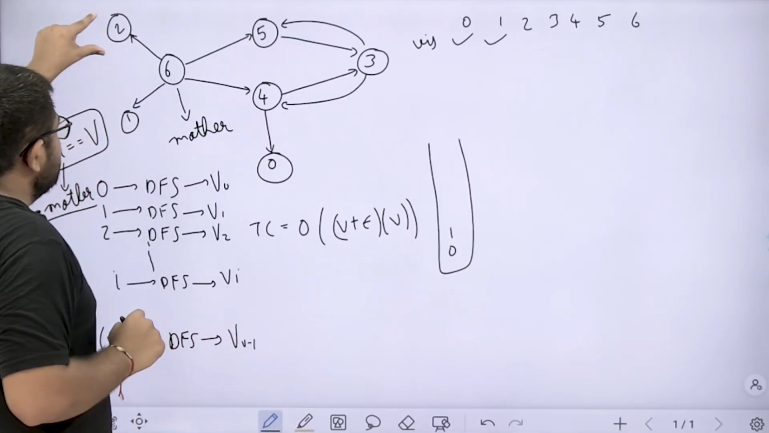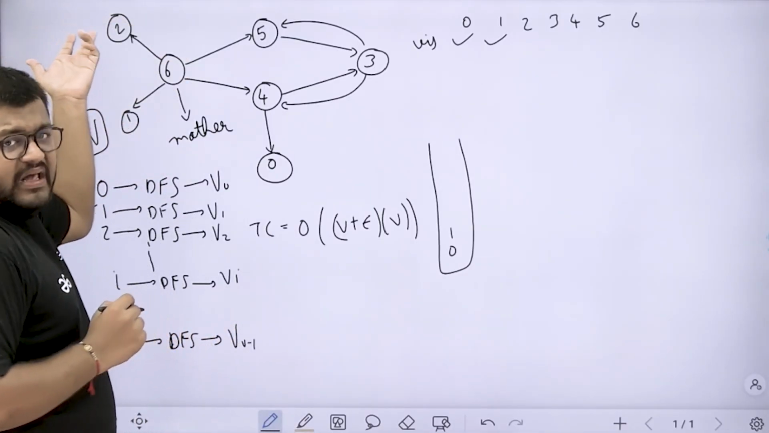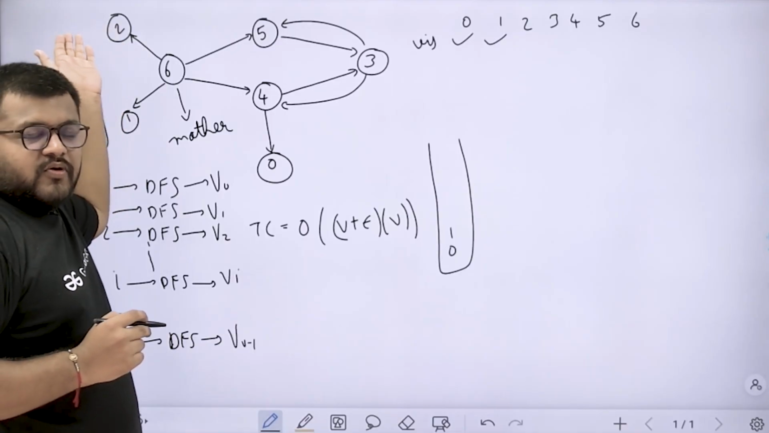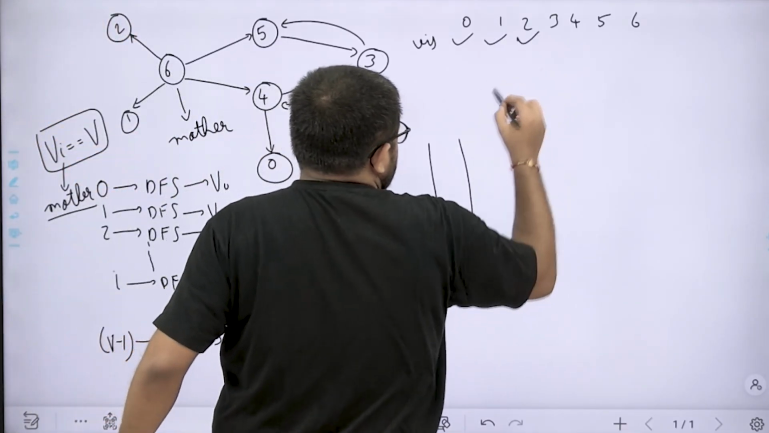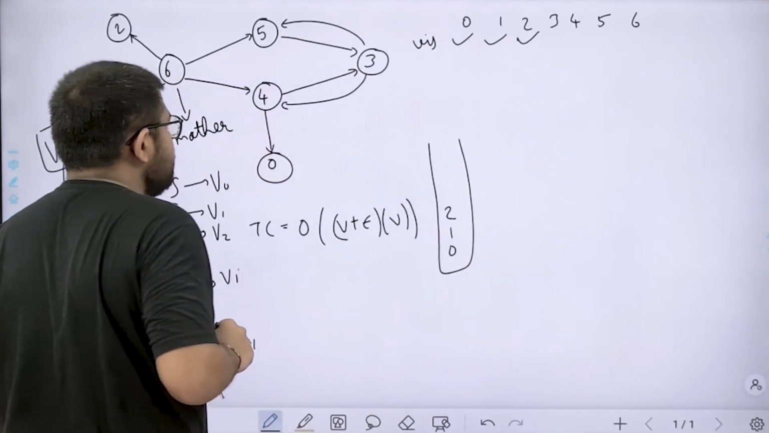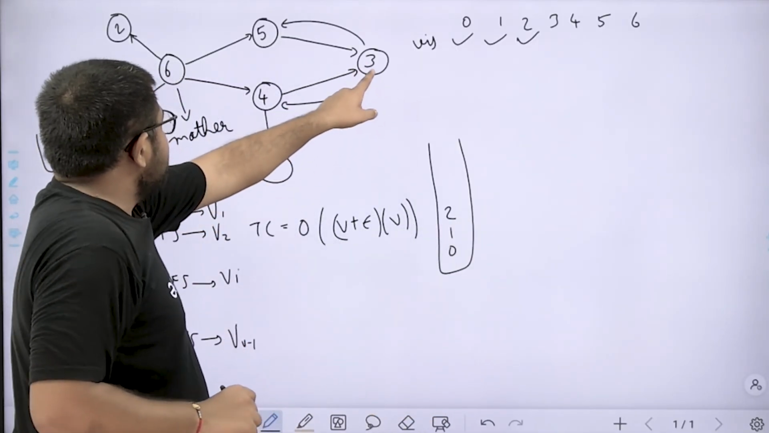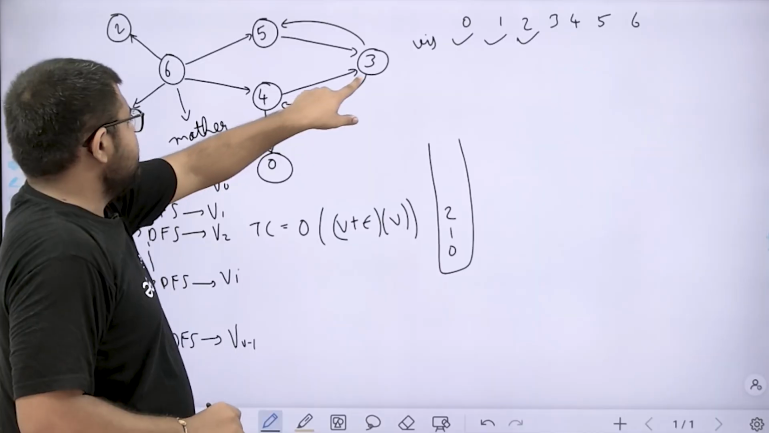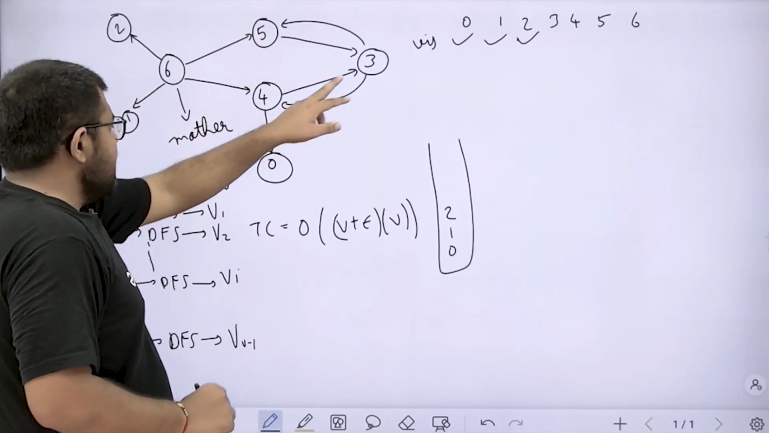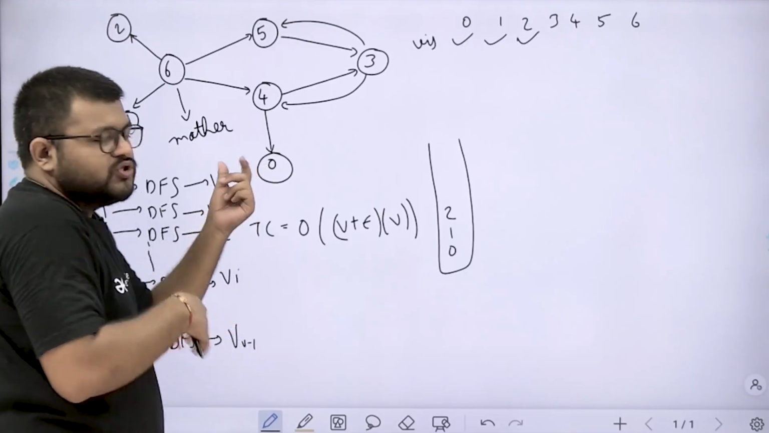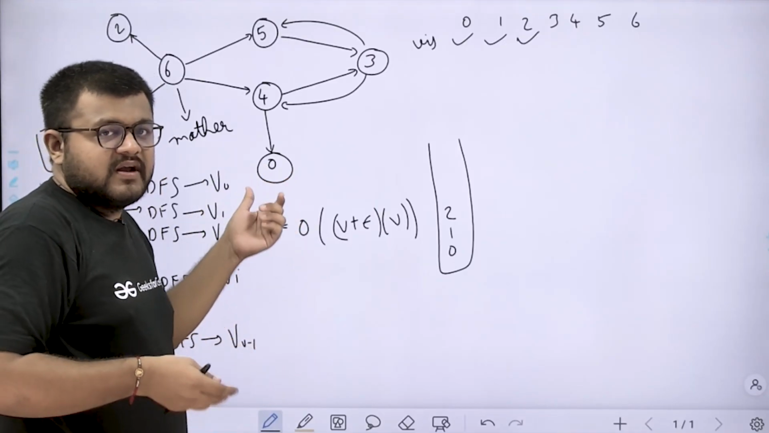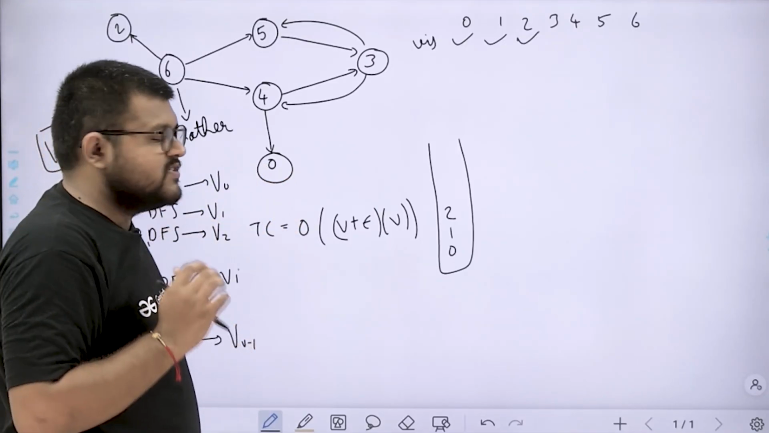Then I'll start from 2. I'll apply a DFS basically from 2. But from 2 I cannot go anywhere further. So only this node will be counted. It will be marked as visited and 2 will be pushed. Then from 3 I can go to 4 as well as I can go to 5. And I can also go to 0, from 3 to 4 and 4 to 0. But 0 is already visited, so I'll not visit it. I'll only visit the nodes which are not visited yet.